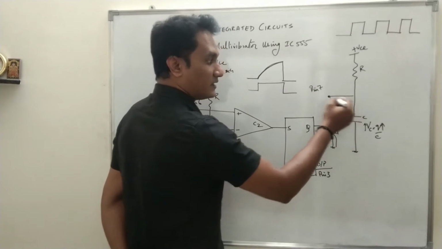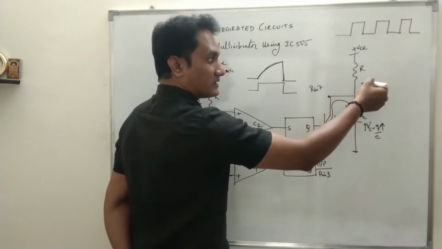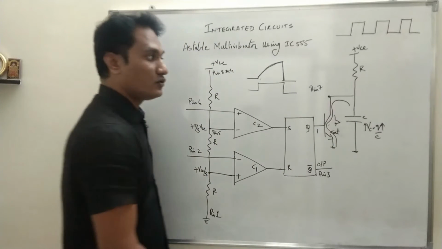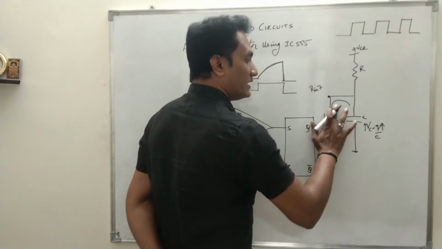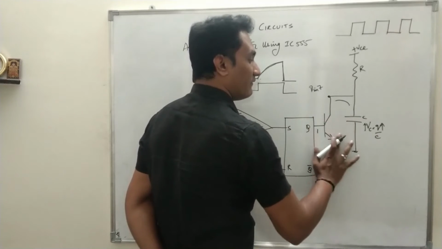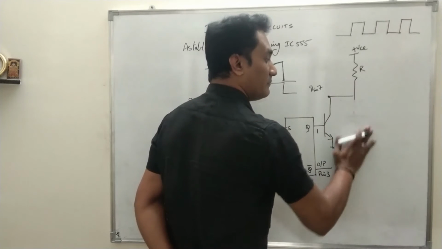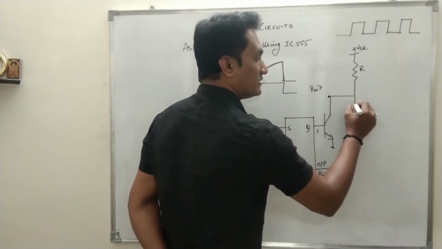Okay, so the capacitor will discharge immediately. While charging, there was a resistance R, so it will take some time constant, right? So what we have to do to design an astable multivibrator is introduce one more resistance in the path of discharging, in the discharging path.